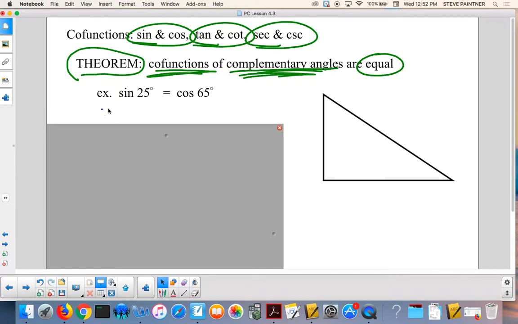0.4226. Point what? 422. Punch in cosine of 65. 0.4226. So they're equal.